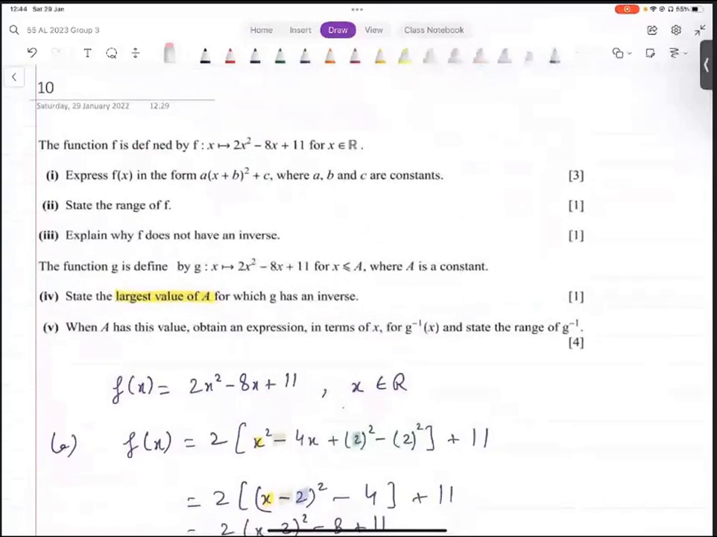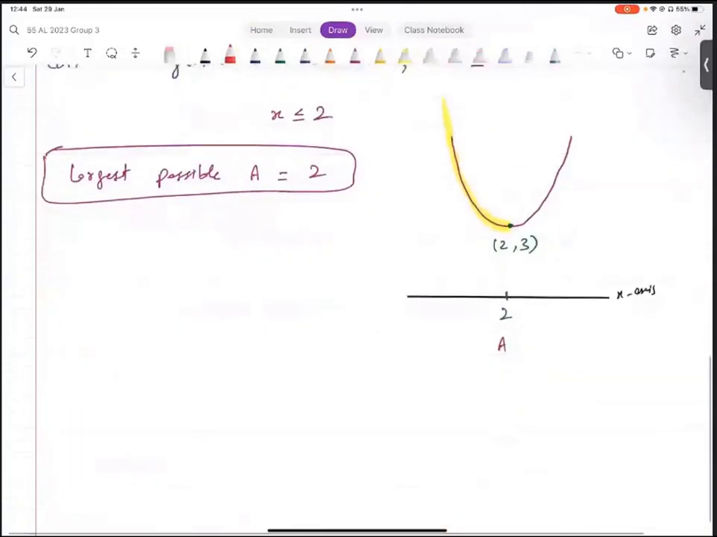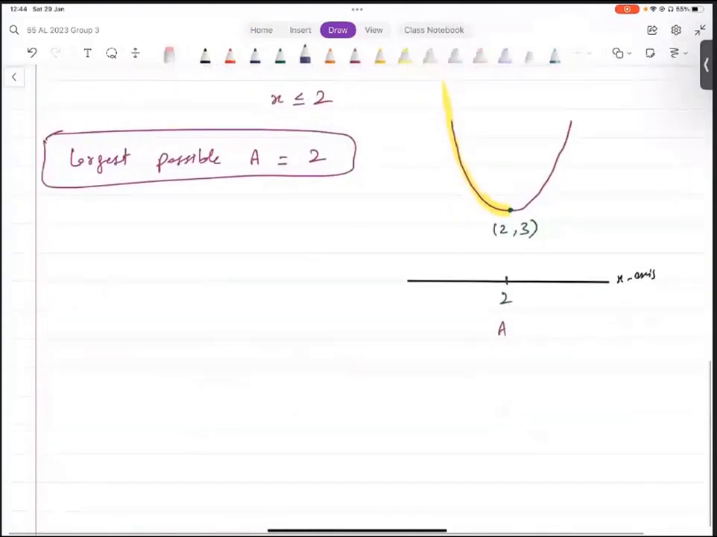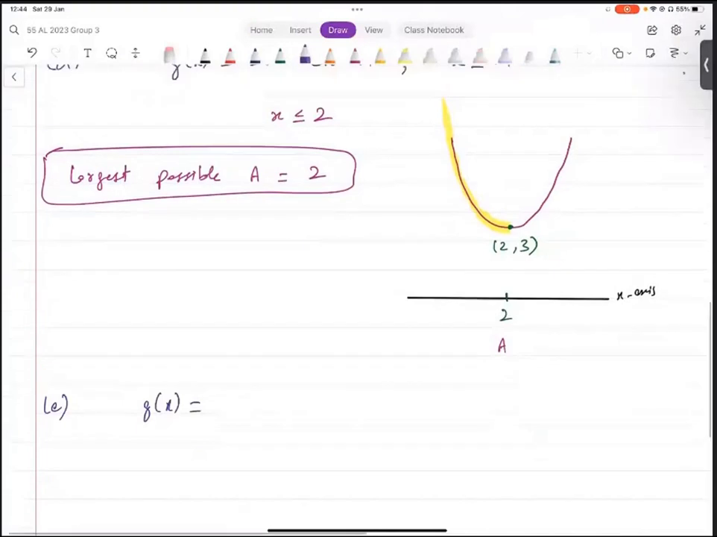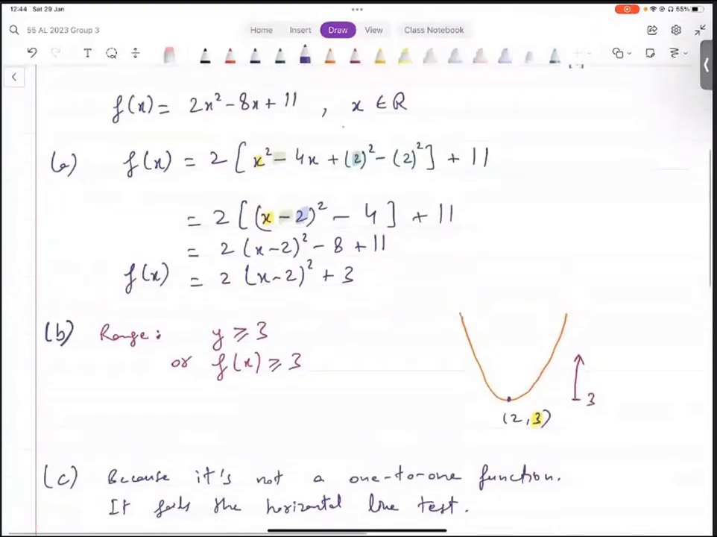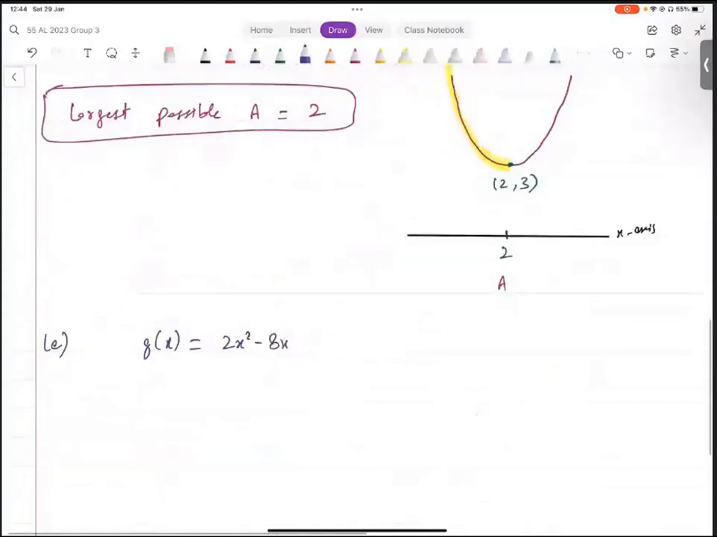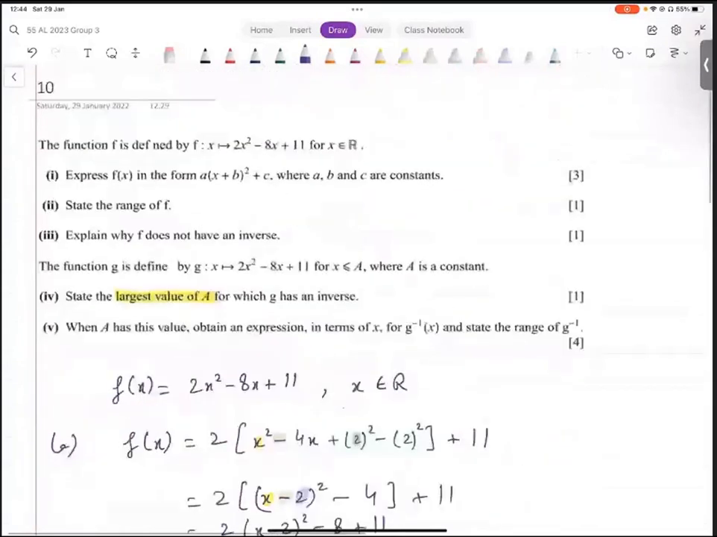Now let's look at the fifth part. It says when A has this value, obtain an expression in terms of x for G inverse, and also state the range of G inverse. Okay. Now let's think about this. This is part 5. हमें A B C D लिखा हुआ है यहाँ पे, so just write E part. You have the function G, and that is equal to 2x squared minus 8x plus 11. And the domain now is x less than or equal to 2.